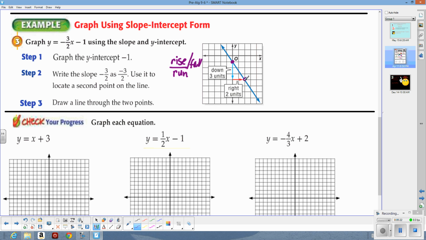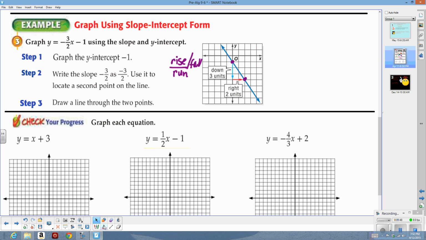If you have a negative slope, you want to only go in a negative direction once, because if you went in a negative direction on both of these numbers, a negative divided by a negative is actually positive, and this is a negative slope. So you only want to go in a negative direction once. I always choose to do it right away in the beginning by going either up or down, in this case down since it was negative, down 3 and to the right 2.